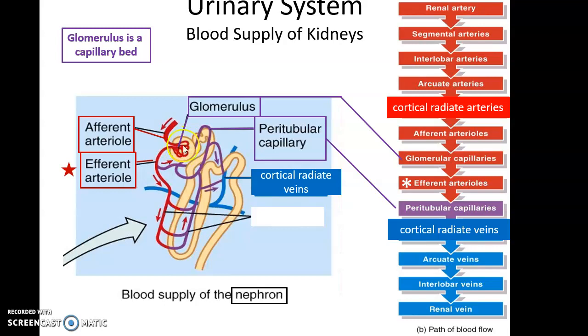And then from this capillary bed, from the glomerulus, blood will exit via the efferent arteriole and then go to a second capillary bed called the peritubular capillaries. And then from here, enter venules and eventually make it to the cortical radiate veins where the blood will exit the kidney. So in the kidney, we have this interesting arrangement where two capillary beds are connected by an arteriole. It's the only place in the body where this happens.